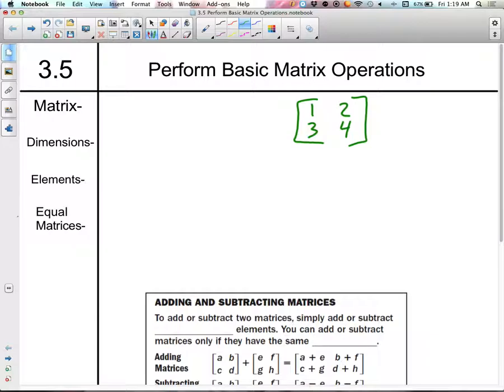So if you look at this matrix here, you've got one row across the top, the 1 and the 2, that forms one row, and then another row would be where the 3 and the 4 are. So it's got 2 rows, and then it's got 2 columns. 1 and 3 form column 1, and then 2 and 4 will form column 2. So this matrix has dimensions 2 by 2. So this first 2 is the rows, and the second 2 is the amount of columns.